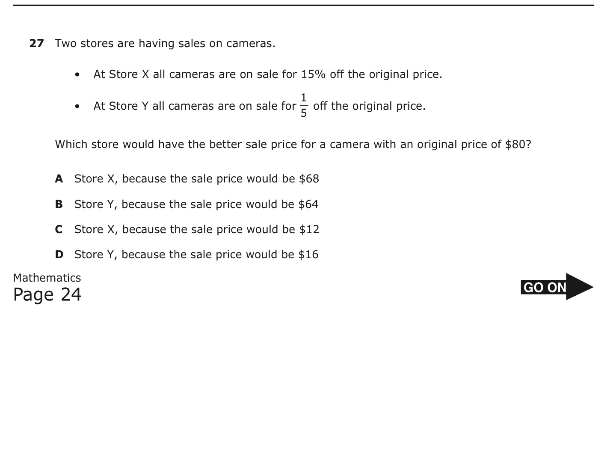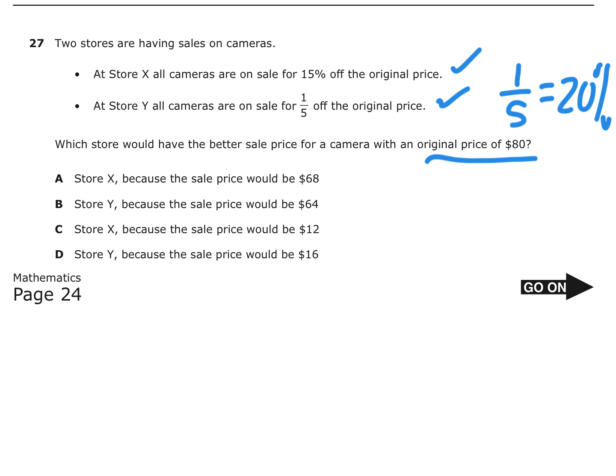Okay, the last one for this part, for part 2. 2 stores are having sales on cameras. At store X, they're on sale at 15% off of the original price. And at store Y, they're 1/5 off. And in case you didn't know, that 1/5 is actually 20%. So he's going to get a better deal at store Y. Which store would have the better sale price for a camera with an original price of $80?